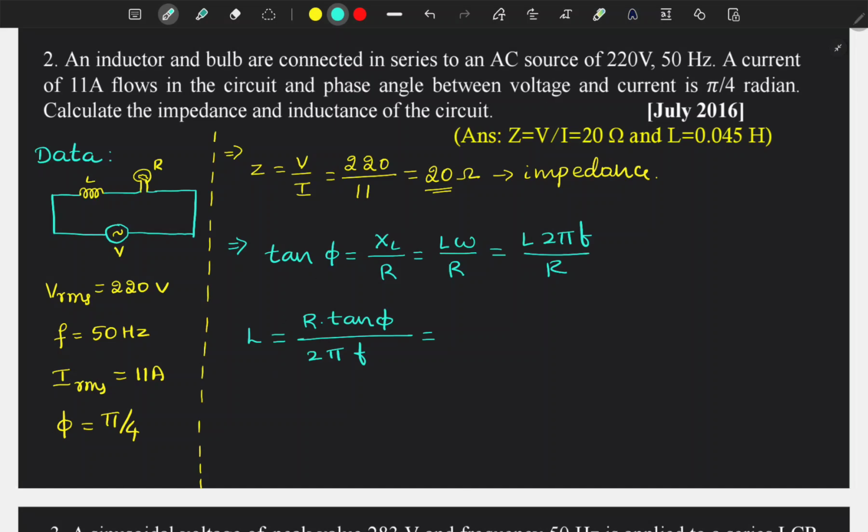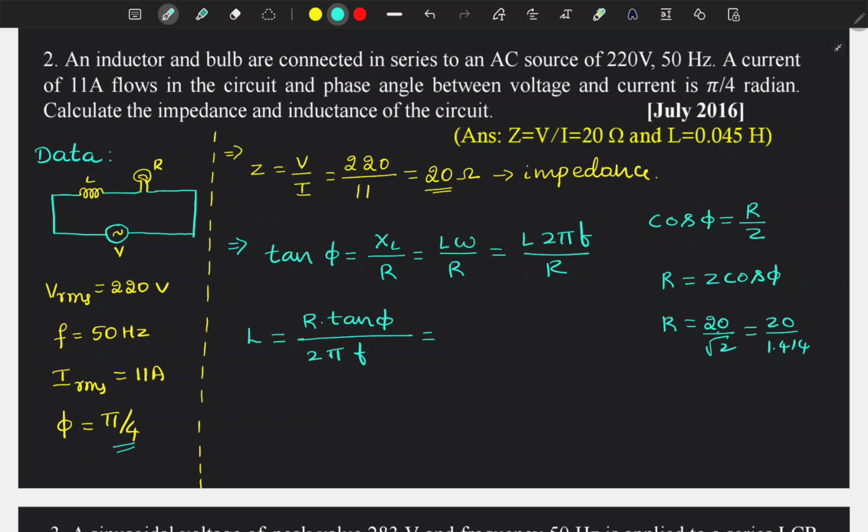So here we can use another formula, that is cos phi is equal to R by Z. So from this R is equal to Z cos phi. So R is equal to Z is 20, cos phi value is 45 degree, that is 1 by root 2. So R value will be this value, directly you can substitute 20 divided by 1.414.